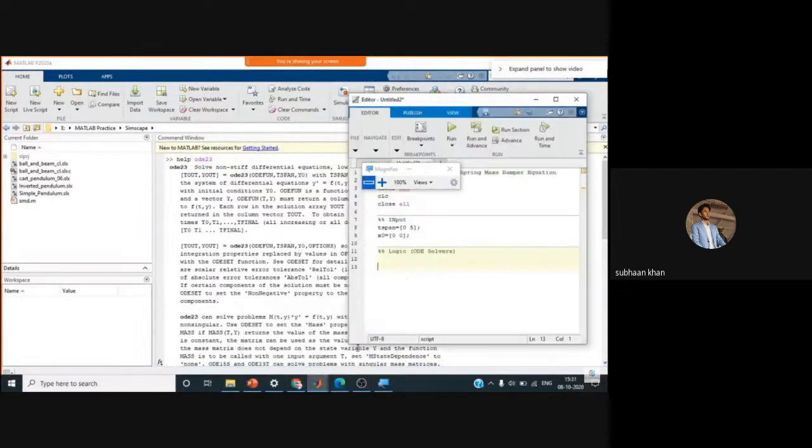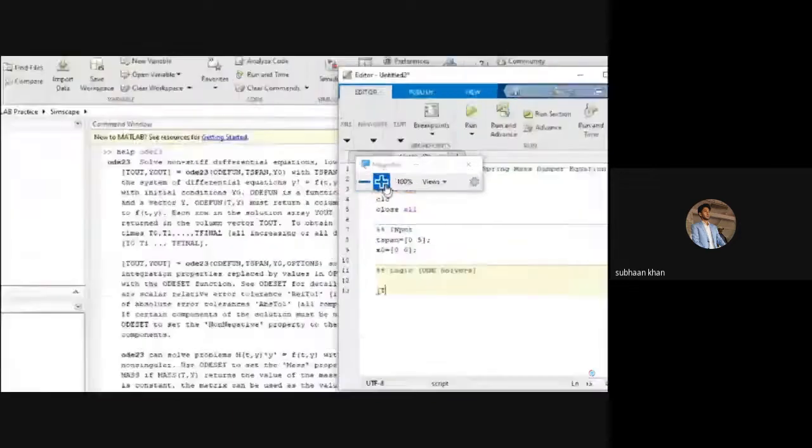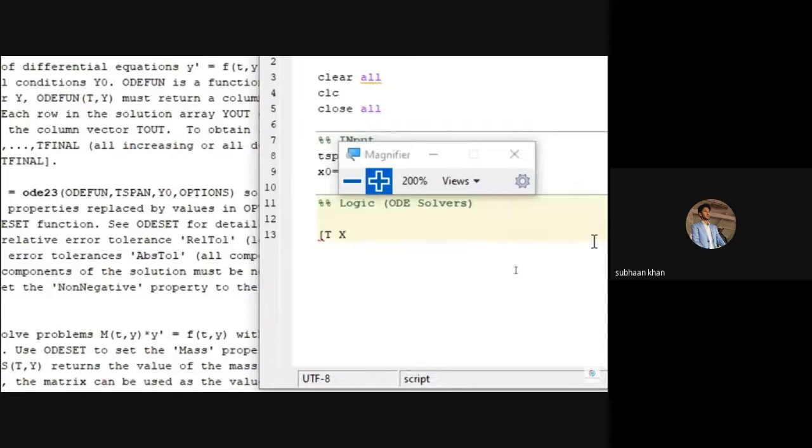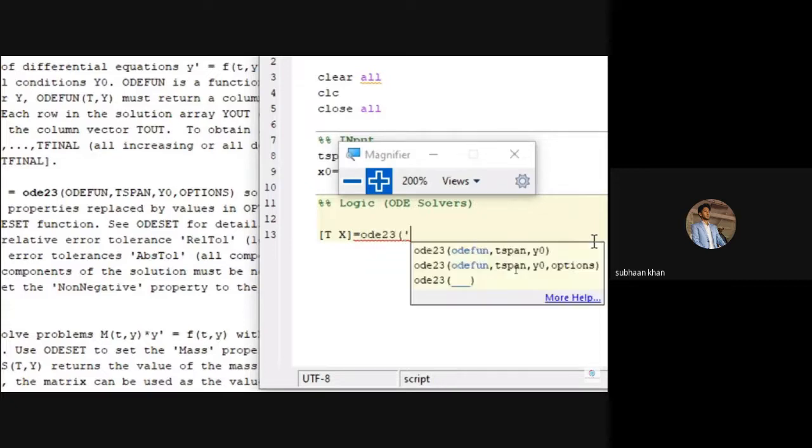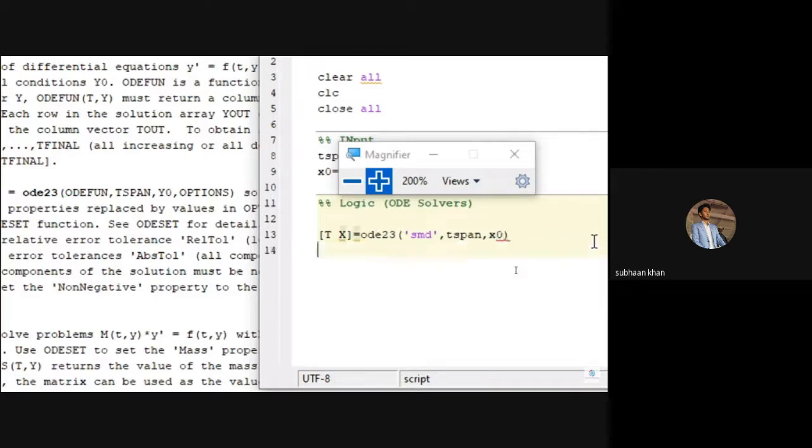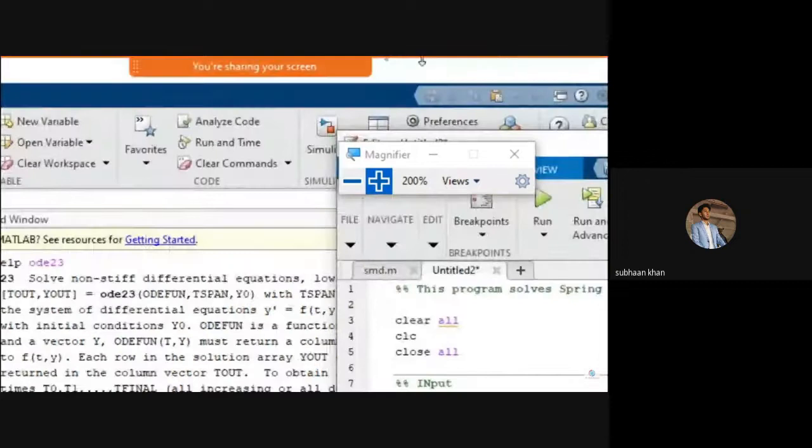Then it is going to give me an output as T, and then X. This X contains vectors. One gives an output of X1, another gives X2. That is what it does. I'll put ODE23. My function name is SMD. Then I need to provide a T span. Then I need to provide X0. This is my initial condition. And then I am going to solve it.